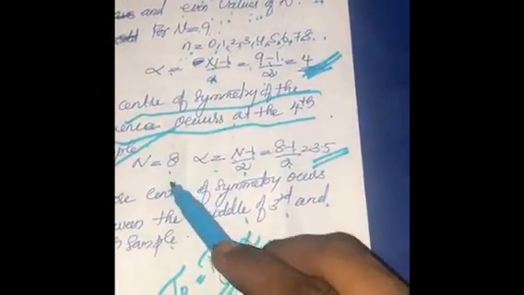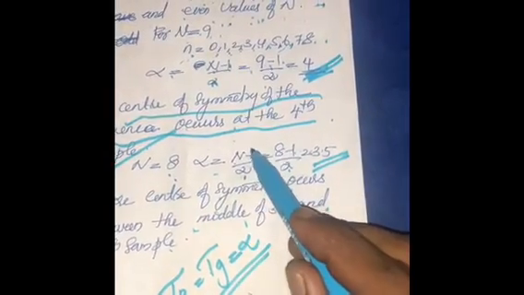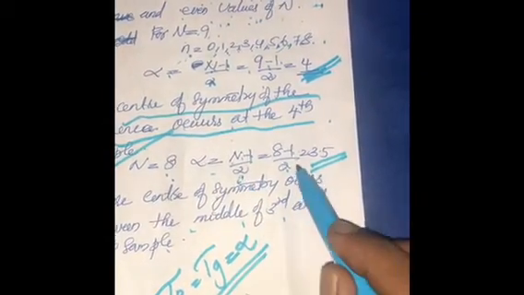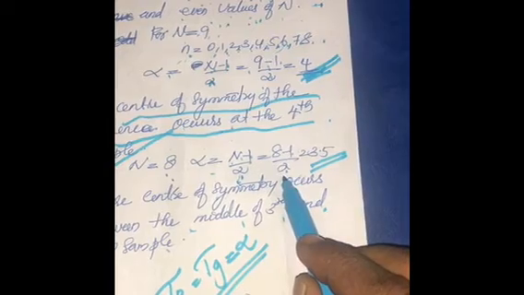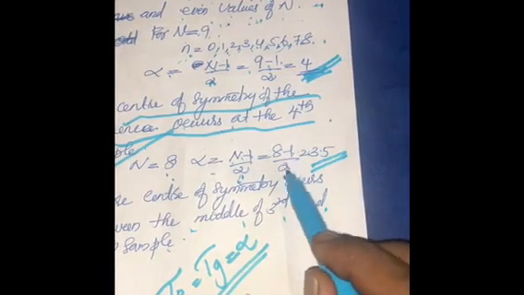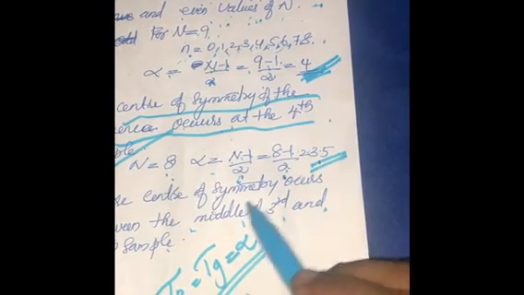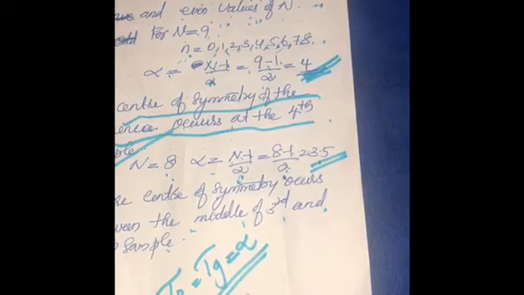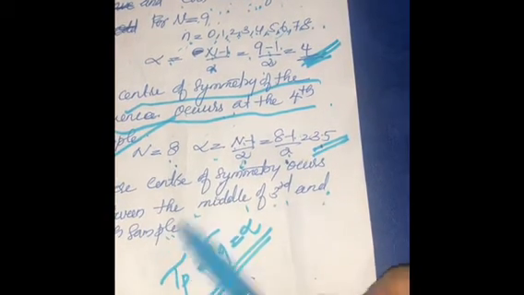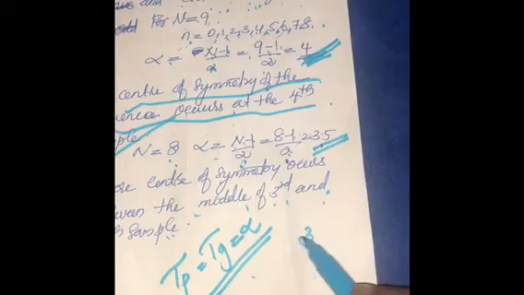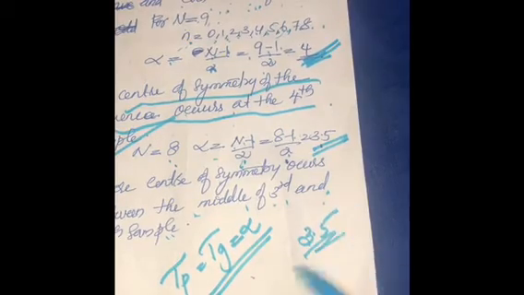Now, if N is equal to 8, alpha is equal to N minus 1 by 2, that is 8 minus 1 by 2, that is 3.5. Here the center of symmetry occurs between the third and fourth samples, because the answer is 3.5. So the center of symmetry lies between the third and fourth samples.